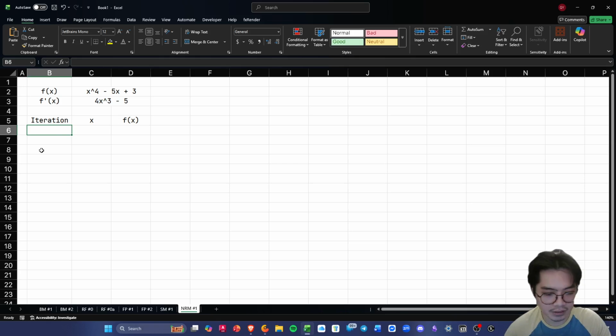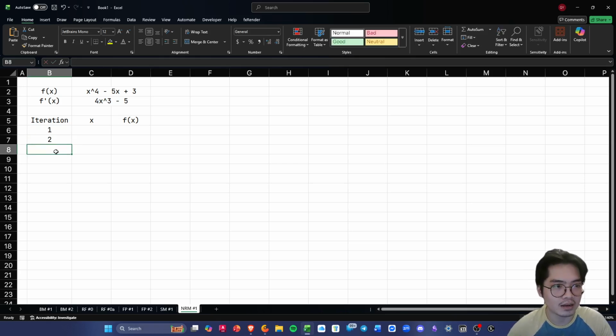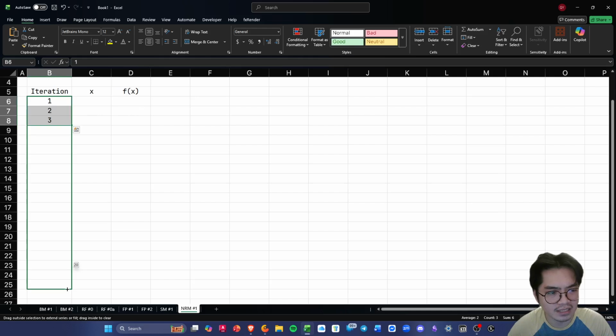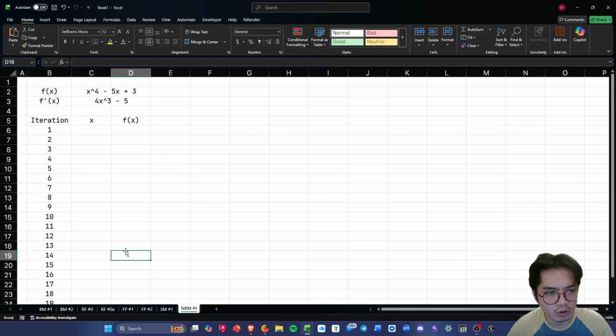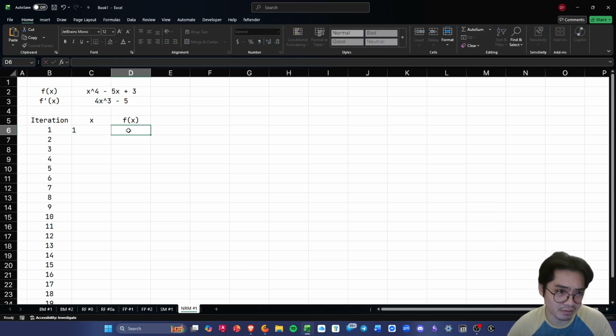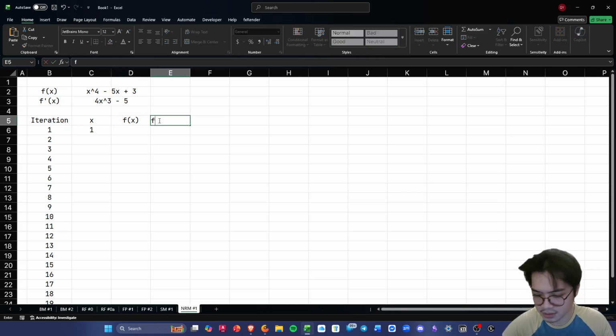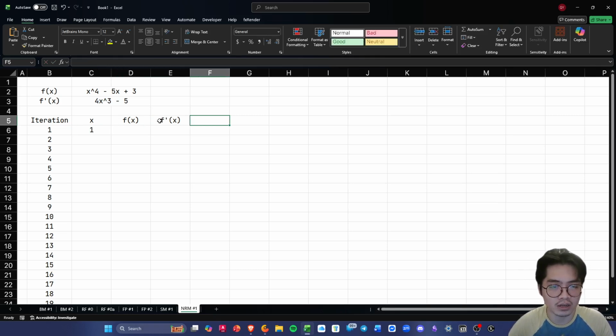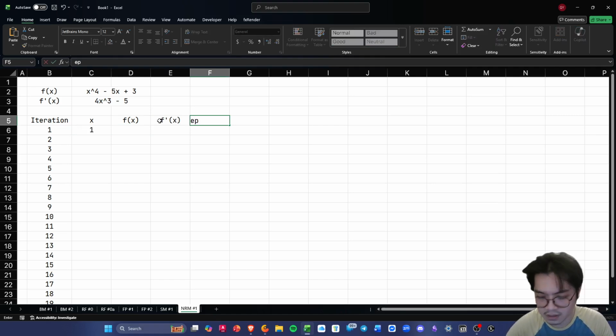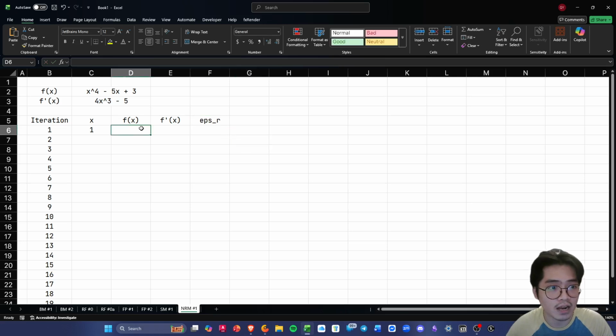Now, let's have the second problem later down the line. Let's just try and do this first. Let's start, I don't know, with 1. Then f prime of x, and let's keep going in here. And then let's have this epsilon value in here.